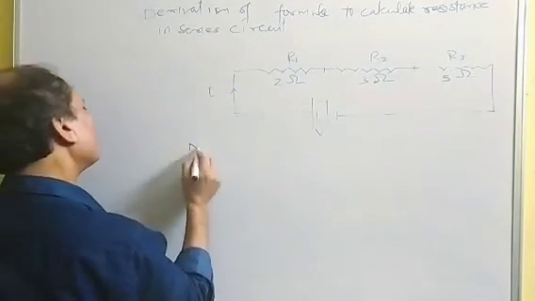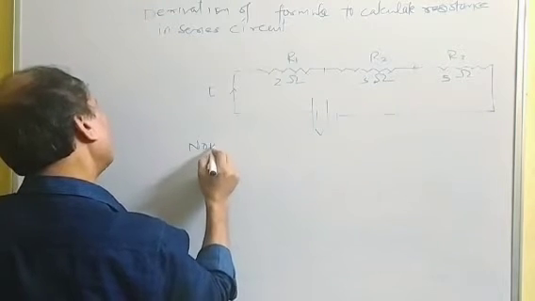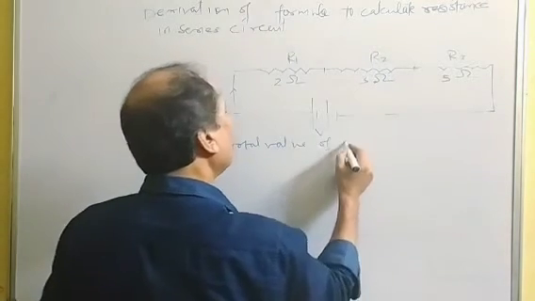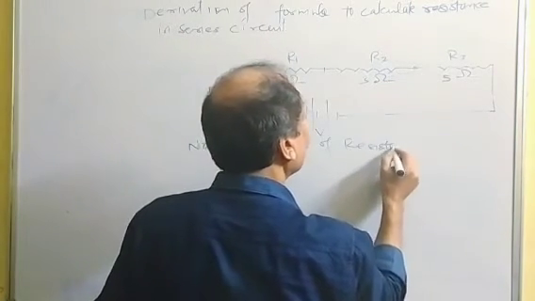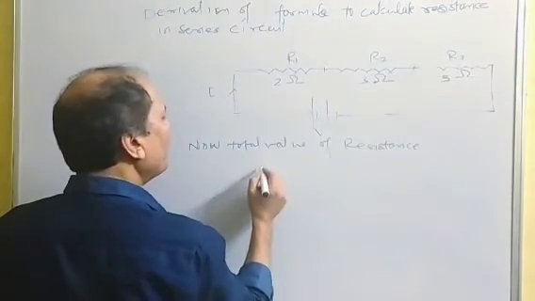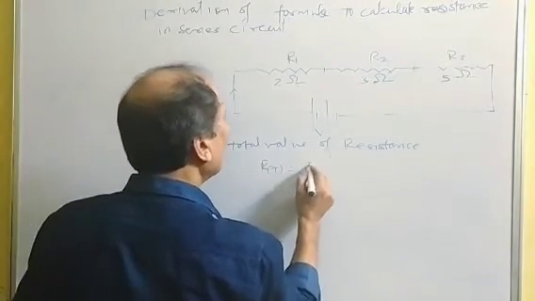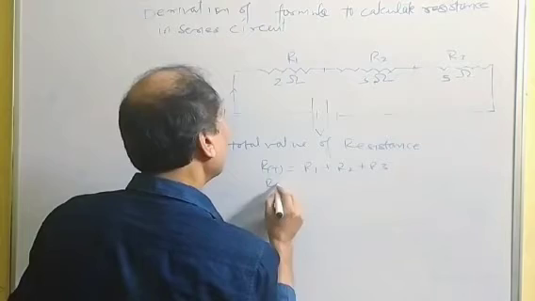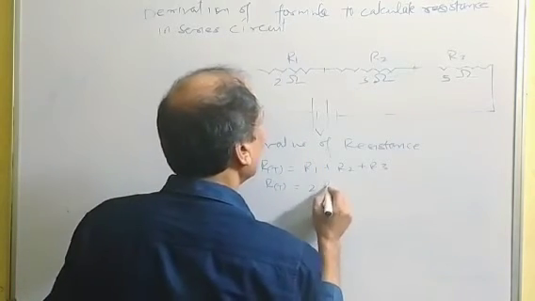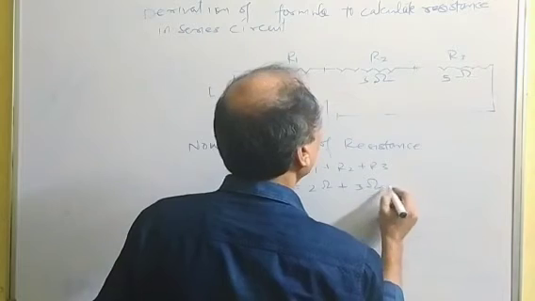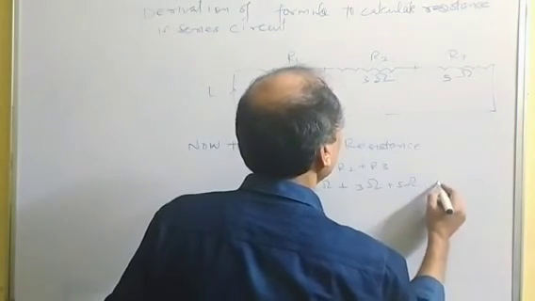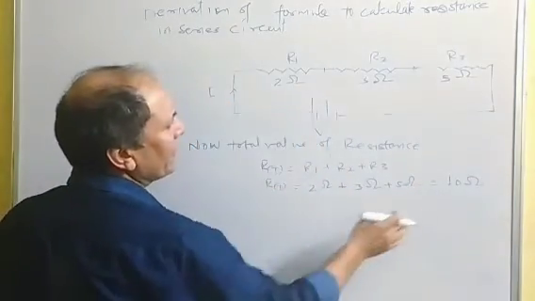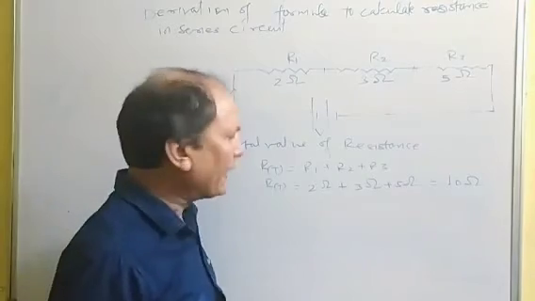So what happens now? Total resistance R total equals R1 plus R2 plus R3. So R total equals 2 ohm plus 3 ohm plus 5 ohm, which means 10. That's all. So the total resistance is 10 ohm.